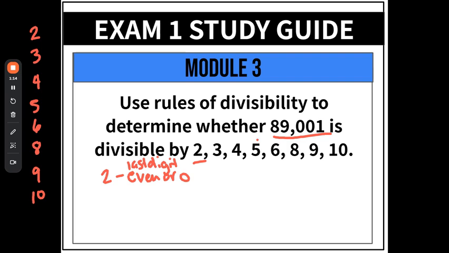Or 0. And this number is a no. So it's a 1 and it needs to be, so I'm going to write an X there. It's not divisible by 2.